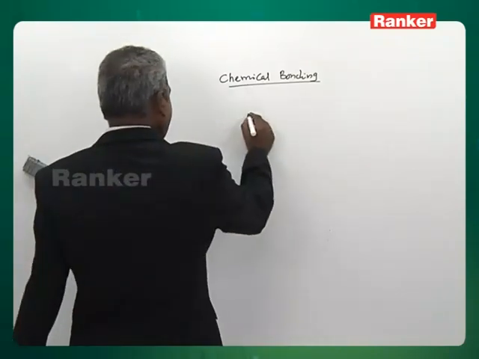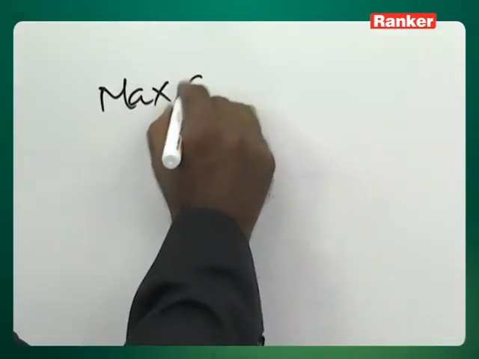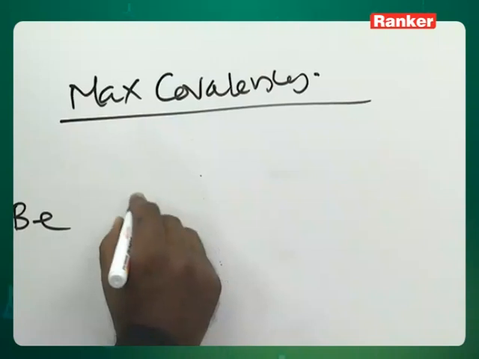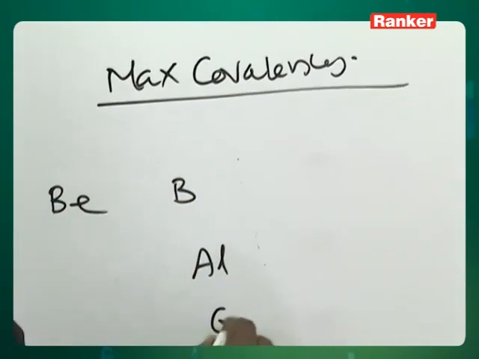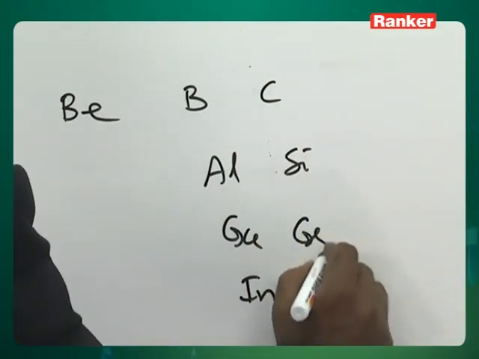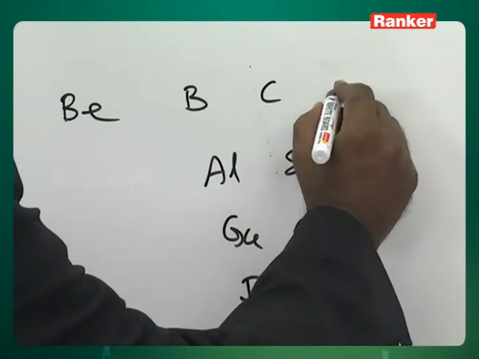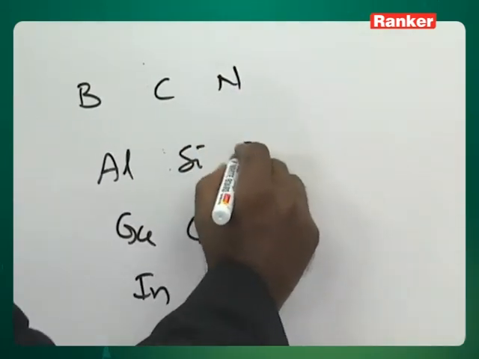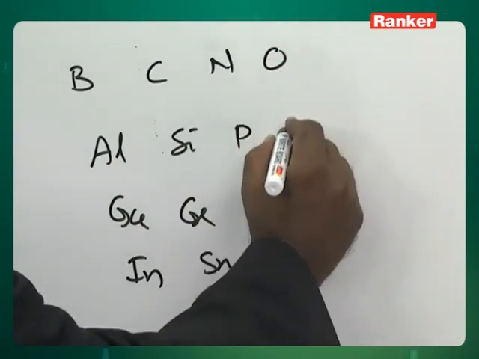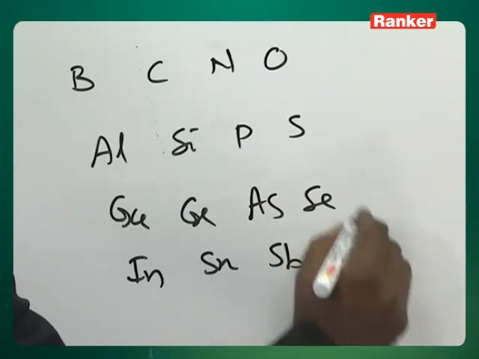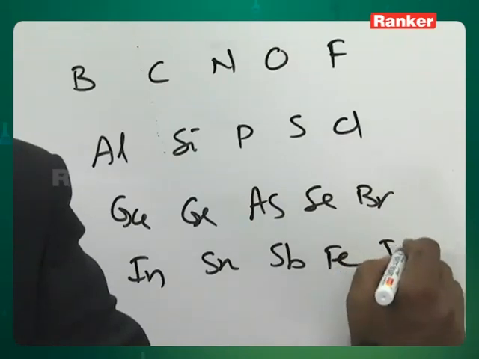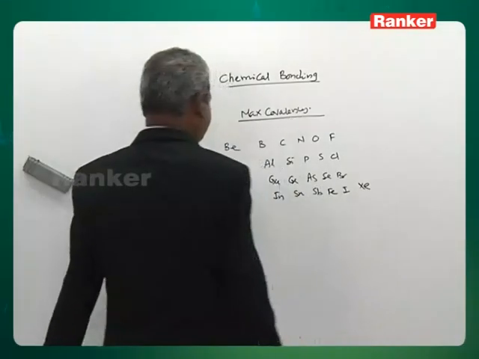So, conclusion, maximum covalency of all elements. Beryllium, boron, aluminium, gallium, indium. Carbon, silicon, germanium, stannum. Nitrogen, phosphorus, arsenic, antimony. Oxygen, sulfur, selenium, tellurium, chlorine, bromine, iodine and xenon.